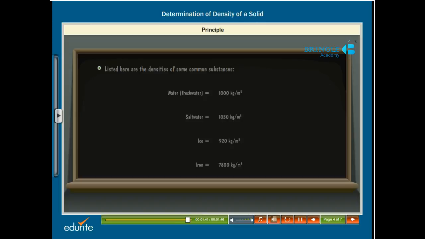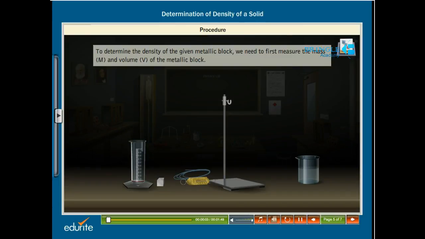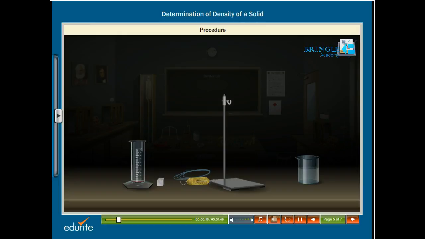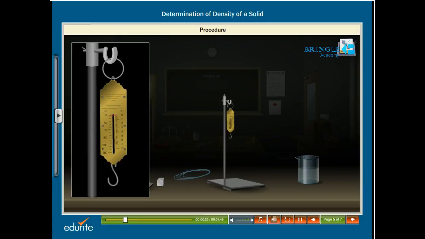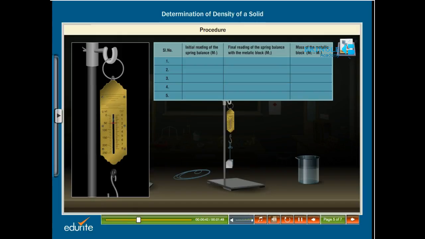Let's determine the density of a metallic block using a spring balance and a measuring cylinder. To determine the density of the given metallic block, we need to first measure the mass, m, and volume, v, of the metallic block. To measure the mass of the metallic block, take a spring balance and suspend it on the iron stand as shown. Note down the initial reading m1 of the spring balance in a table. Tie the thread around the metallic block and suspend it from the hook at the lower end of the spring balance. Note down the final reading m2 of the spring balance in the table. Repeat the experiment 3 or more times and note down the readings in a tabular form as shown here.